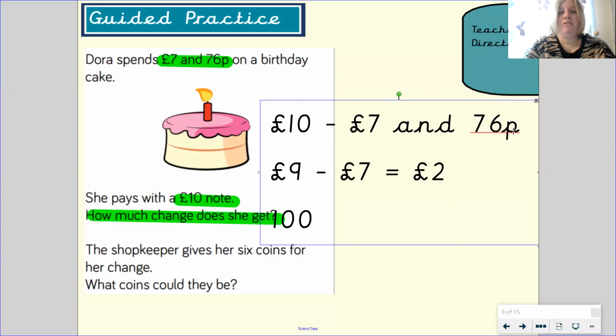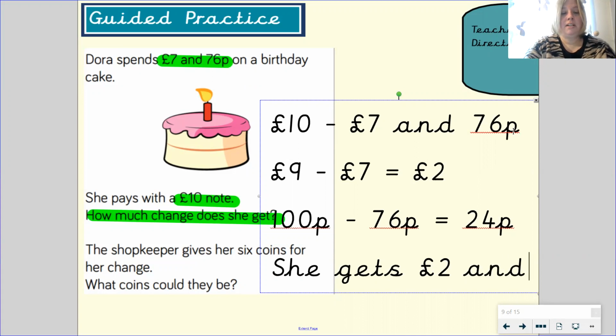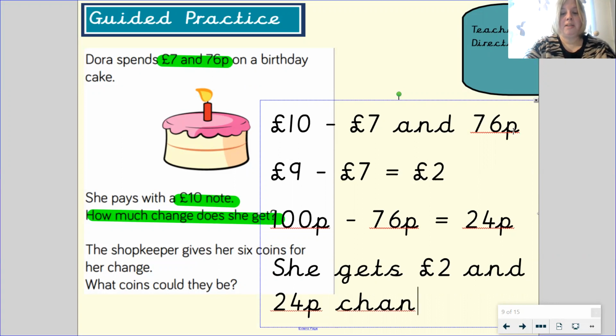or that 100p. I'm going to do 100p take away 76p, which gives me 24p. So altogether, Dora has £2.24 change. So she gets £2.24 change. But we're not done yet.